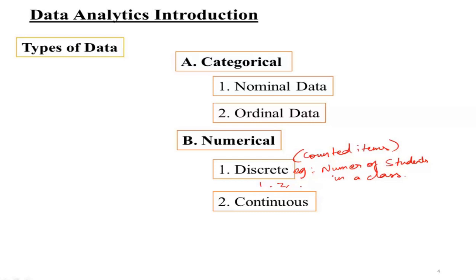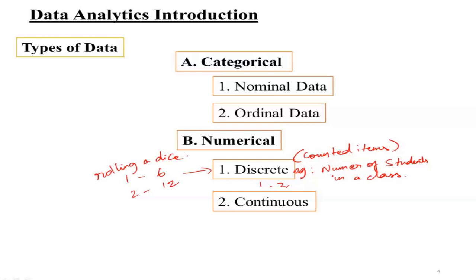Another example we can say is rolling a dice. If you are rolling only one dice, you will get a value from 1 to 6. If two dice, you will get from 2 to 12. So these types of values we can call discrete data.